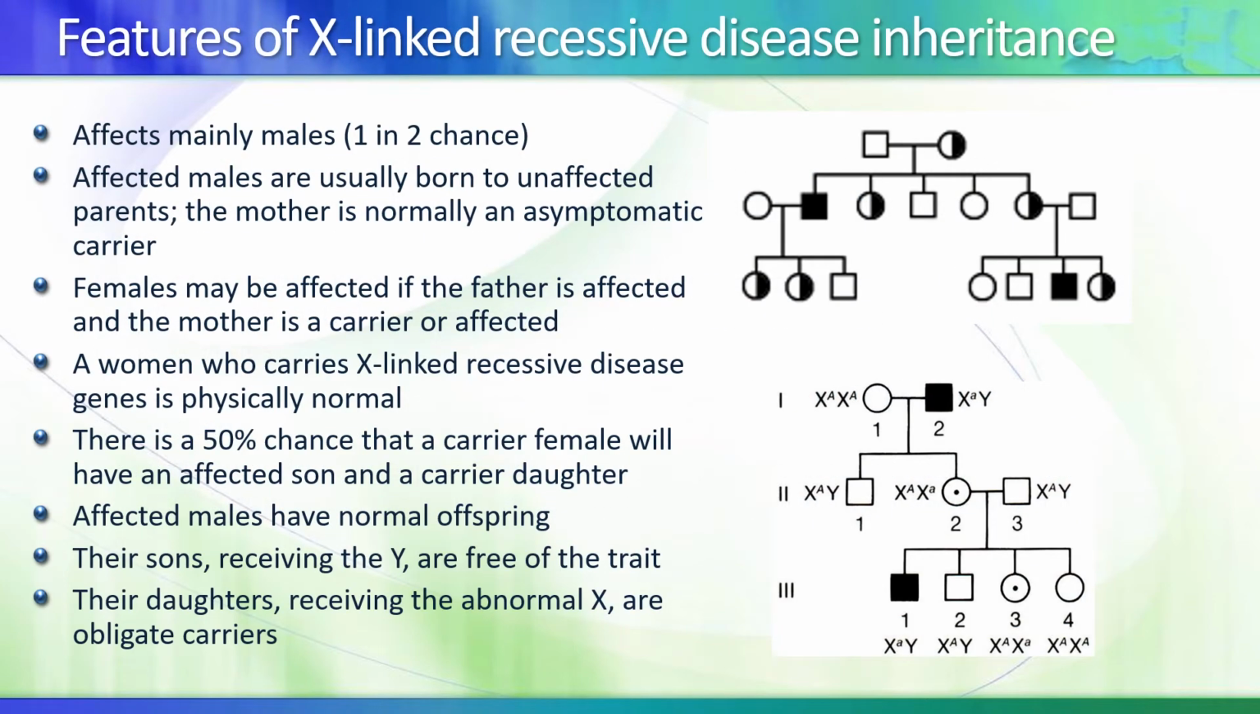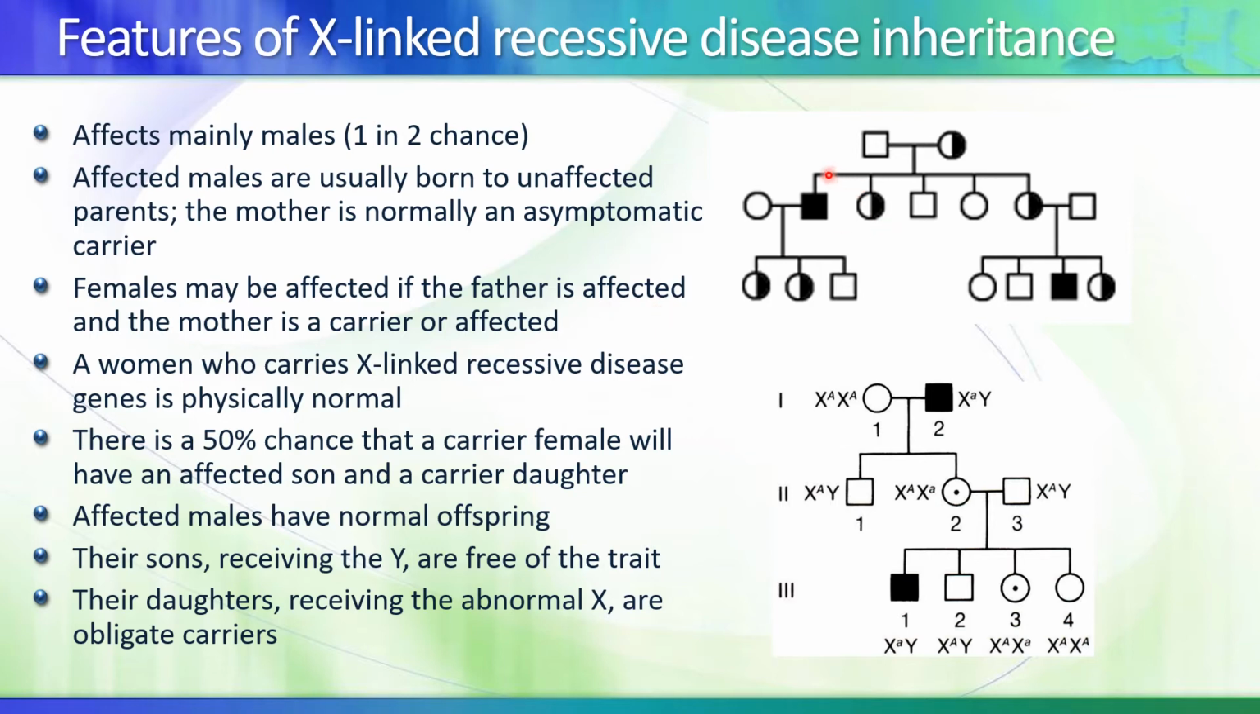So these are the criteria of X-linked recessive disease inheritance. So it affects males only, so this is really important. So that's because if a female is a carrier, there's a 50% chance that males would be affected, because they will get 1 good chromosome or 1 bad chromosome. Okay. Now, affected males are born to unaffected parents, so the mother is normally asymptomatic. She's a carrier, of course. Females may be affected if the father is affected, right?